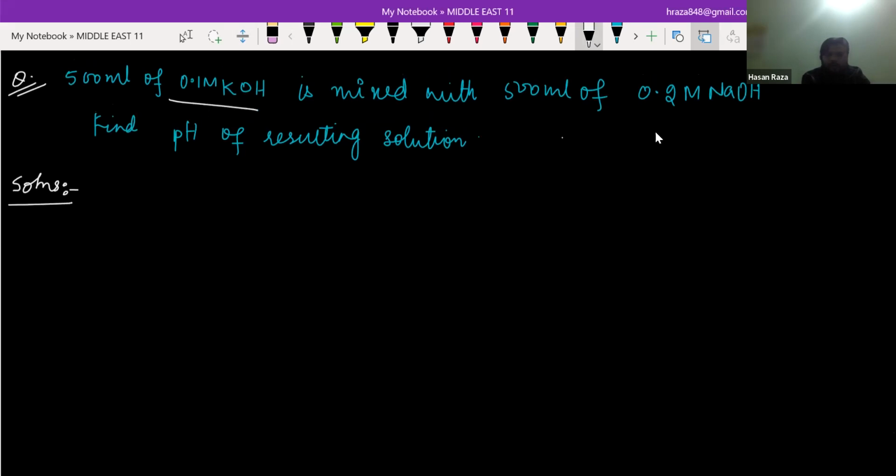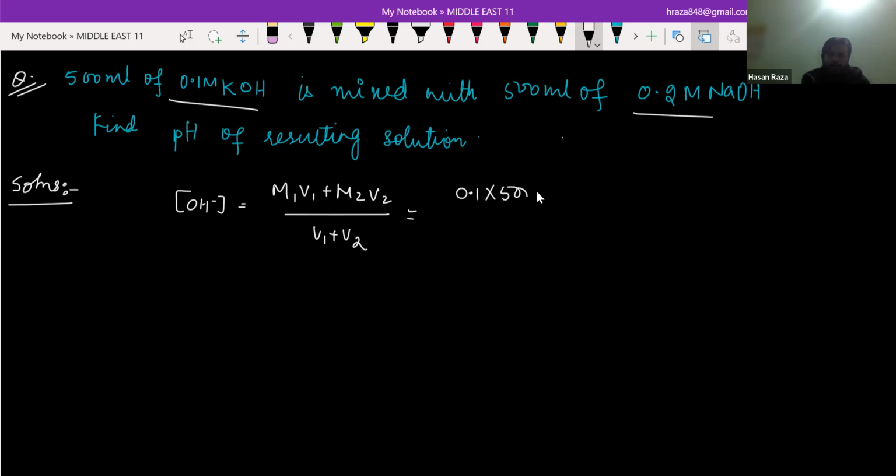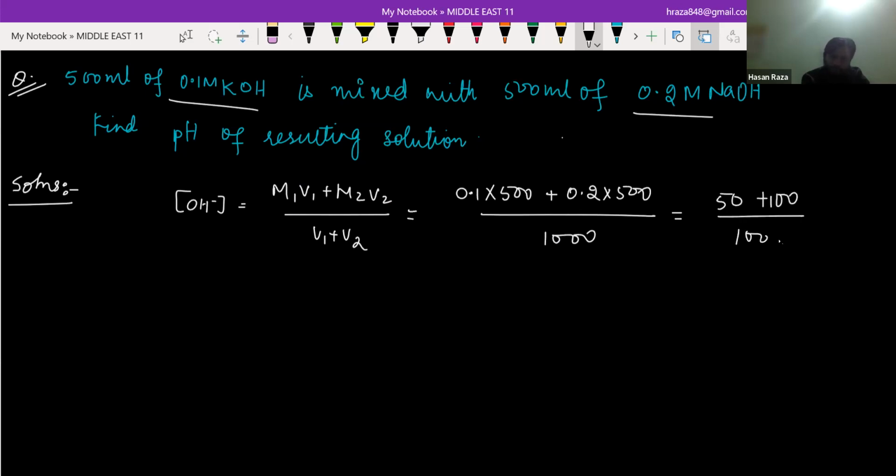Just see, first decide whether it is homogeneous or heterogeneous. Since it is homogeneous and we have to calculate OH minus, that is M1V1 plus M2V2 upon V1 plus V2. So the OH minus is 0.1 into 500 plus 0.2 into 500 divided by V1 plus V2, which is equal to 1000. If you multiply by 50 it will be 150 upon 1000. We can write it as 15 into 10 raised to the power minus 2 as the molarity of OH minus.